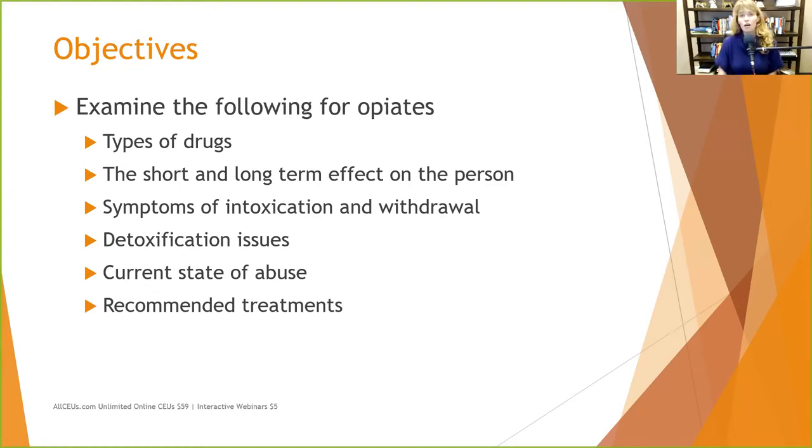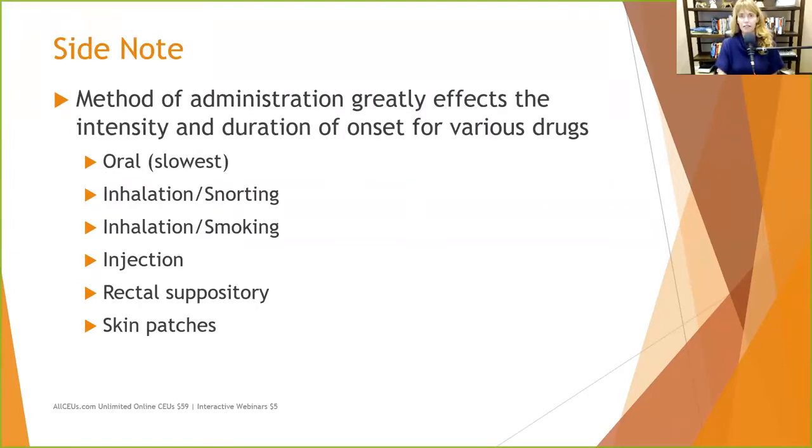Now, we're going to focus more on the short and long-term effects than anything else in terms of this particular class, because I think that's more useful than a lot of the other stuff. As a side note, the method of administration greatly affects the intensity and duration of onset for various drugs, not just opiates. Oral is the slowest and least effective, because by the time they ingest it, it gets to their stomach and it's digested and processed. Really only about 25 to 60% of it, depending on the drug, is even available. So if somebody is taking a certain amount of a drug orally and they decide to take that same amount and inject it, they're likely going to OD. So they need to be cognizant of that.